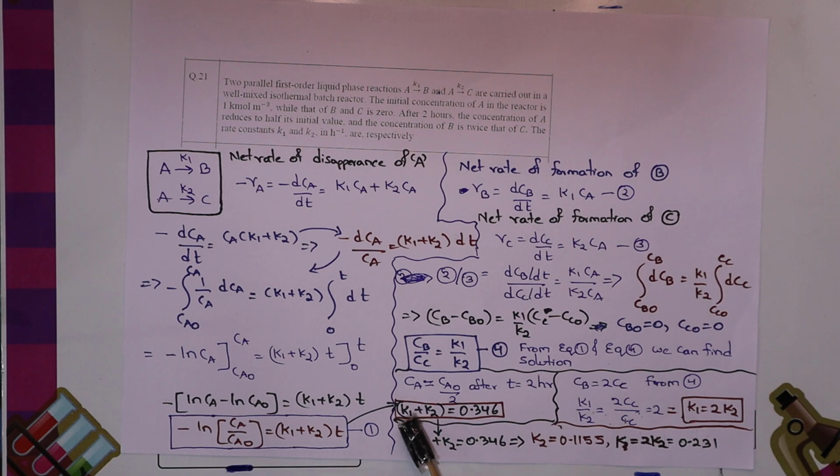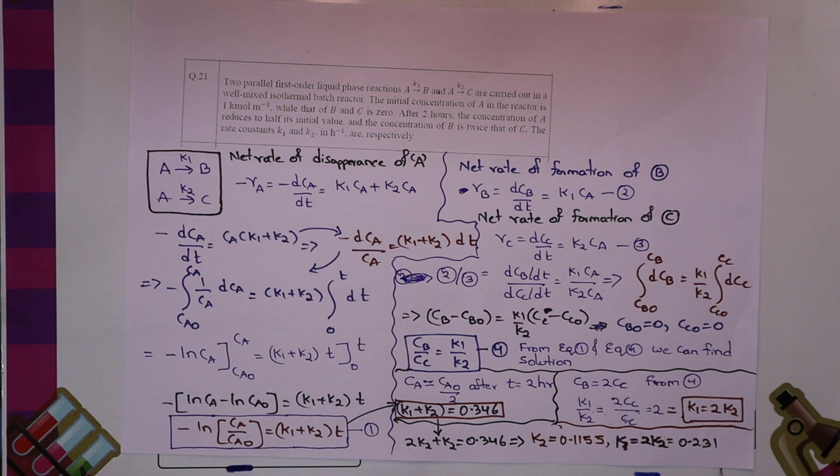Here is one more equation: K1 plus K2 is nothing but 0.346. Using these two expressions, you can calculate the value of K2, which is 0.1155, and K1 is 0.231. This is the procedure to find out the answer.